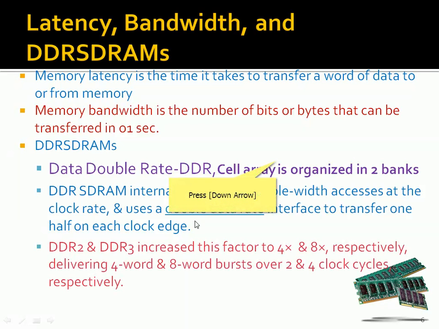So DDR2 and DDR3 are also there. You might have seen this in the configuration of a laptop or computer, where DDR2 and DDR3 are listed. So these increase this factor to 4. SDR will be 1, DDR will be 2, DDR2 will be 4, and DDR3 will be 8 respectively, delivering 4 word and 8 word bursts over 2 and 4 clock cycles respectively.